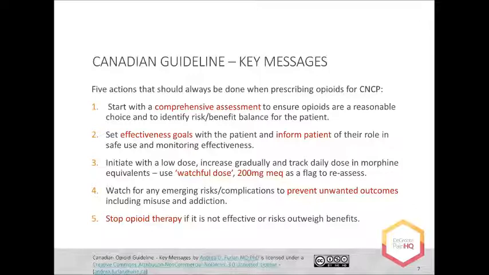The other thing is the dose of opioids. We know from scientific evidence that we don't need to go very high on a daily dose of opioids, and we track this in terms of morphine equivalents. Usually below 200 milligrams of morphine equivalent is enough to treat the majority of chronic non-cancer pain, including neuropathic pain.